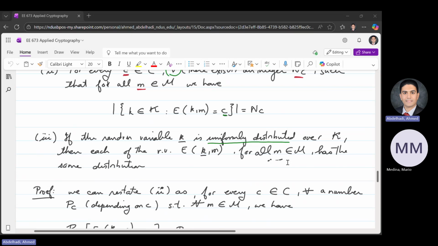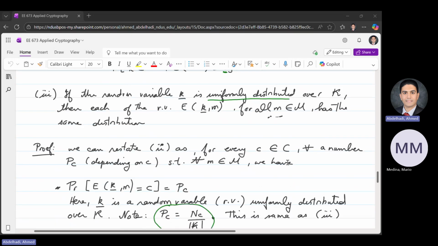Now if a random variable k is uniformly distributed over K, then each of the random variables E(k, m) for all m belonging to M has the same distribution. Now, if I have a set of keys that are uniformly distributed, which should be the case because you shouldn't prefer one key over the other, and you use it to encrypt any message m, then the distribution of the outputs has to be the same for all messages. This way you cannot differentiate between them. And then we looked into the proof of this.